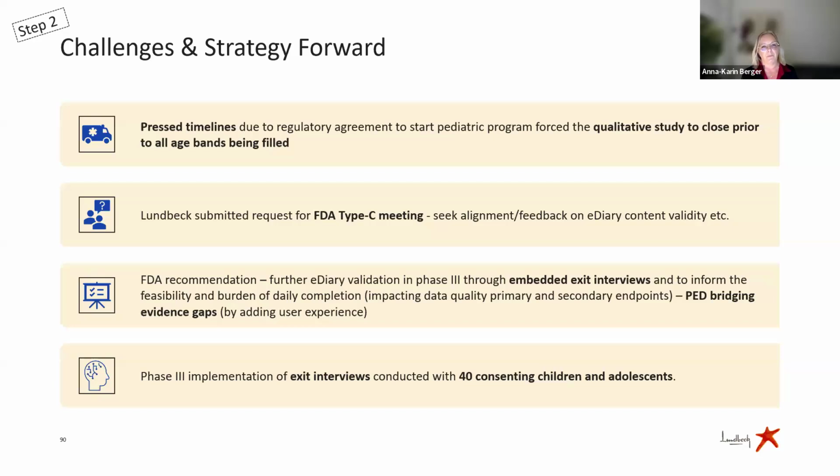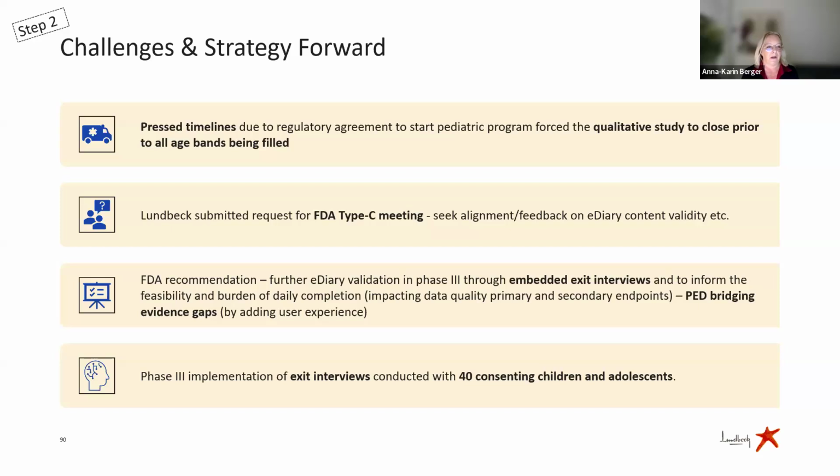So we went for a Type C meeting to seek alignment and feedback on the diary content validity. And the FDA actually did express a concern with the small sample, and they recommended further e-diary validation in phase 3 through embedded exit interviews, and to also inform about the feasibility and burden of the daily completion of the diary, something that may actually impact the data quality on our primary and secondary endpoints. So this is where we actually use patient experience data in bridging any evidence gaps.